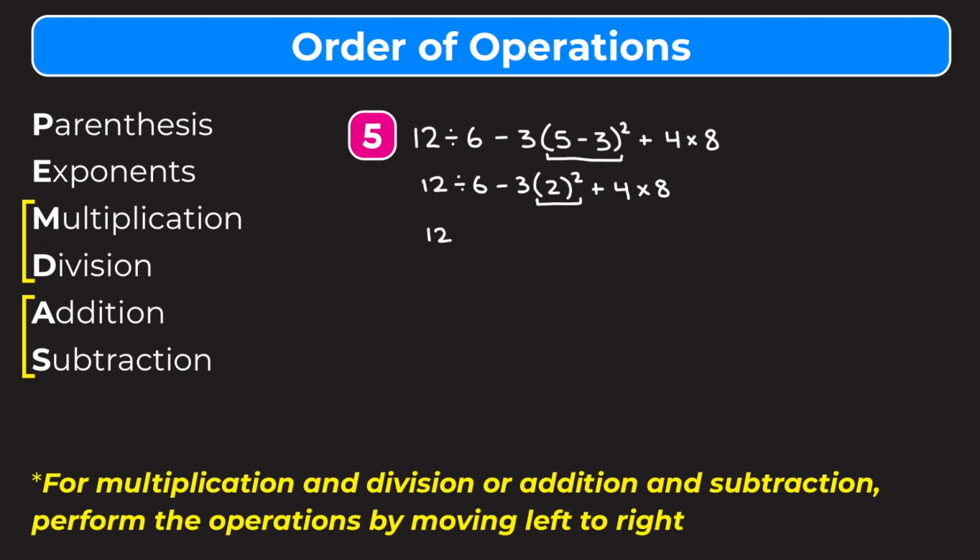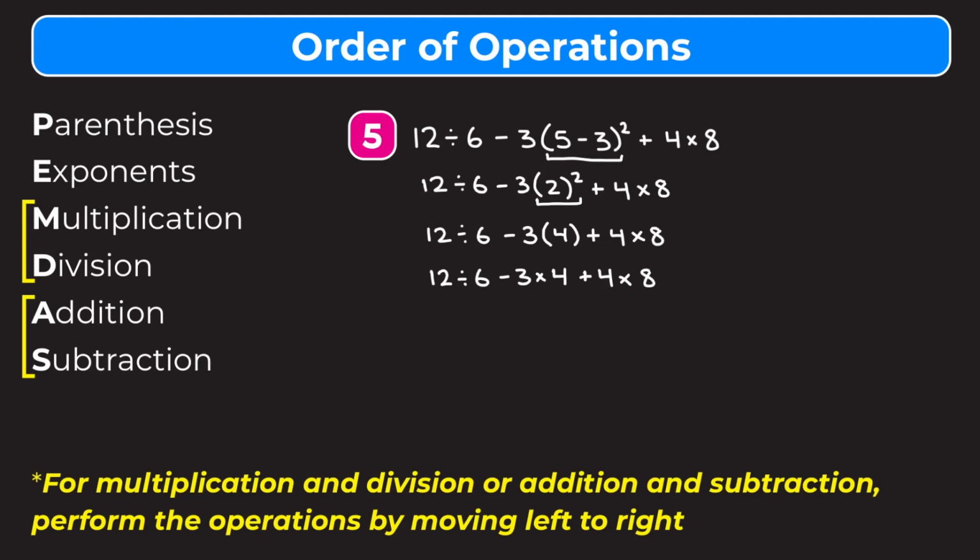So we have 12 divided by 6 minus 3. And this 2 is the only thing that's being raised to the second power. The 3 is not being raised. So 2 to the second power is 2 times 2, which is 4. We have plus 4 times 8. And now I'm just going to rewrite this as 12 divided by 6 minus 3 with a multiplication symbol between the 3 and the 4. So we remember that that's what that means.